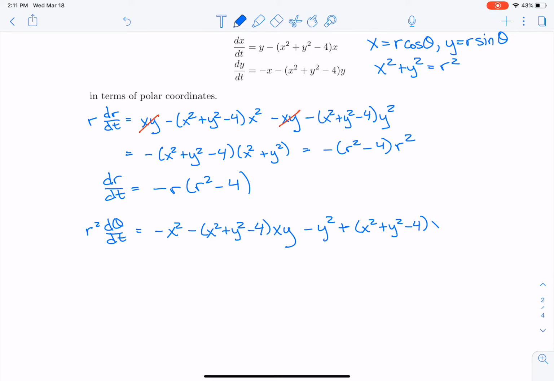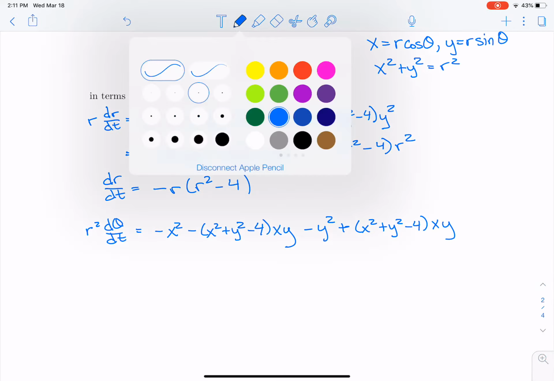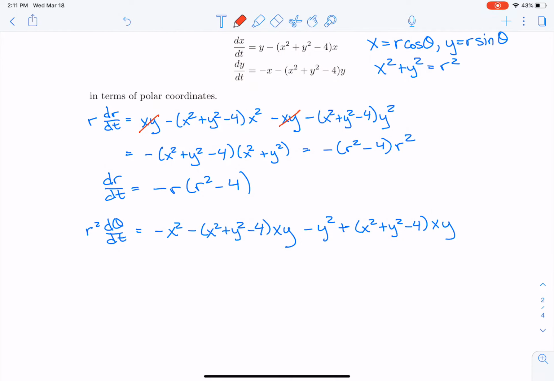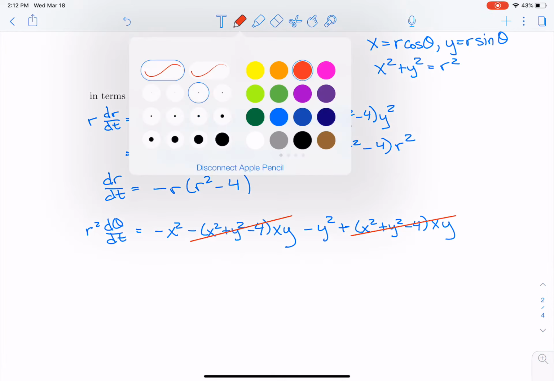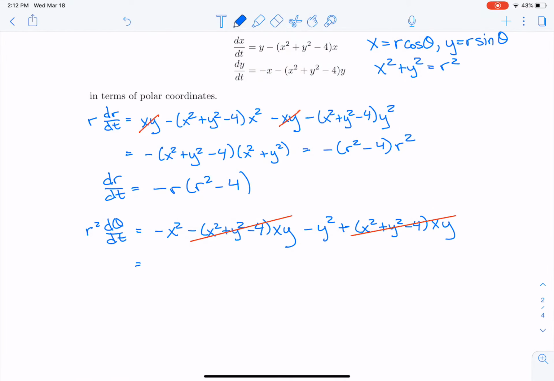4 times xy. Now hopefully you see that this term, which is negative, cancels with this term that is positive. And so what I'm left with is minus x squared plus y squared. But that's minus r squared. Okay, well that tells me that dθ/dt is just negative 1.